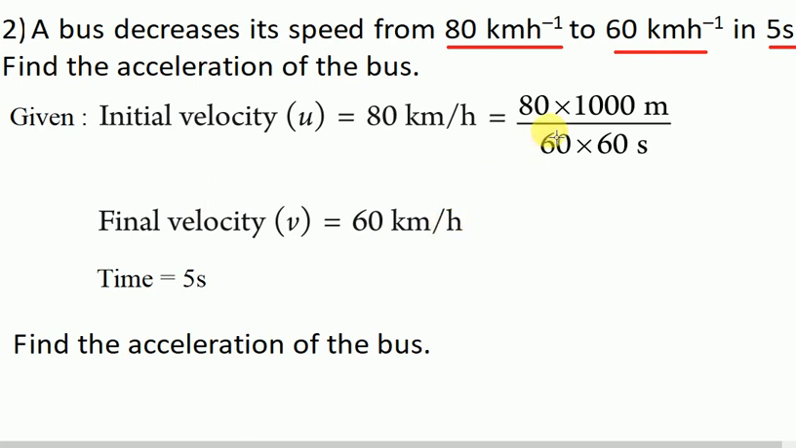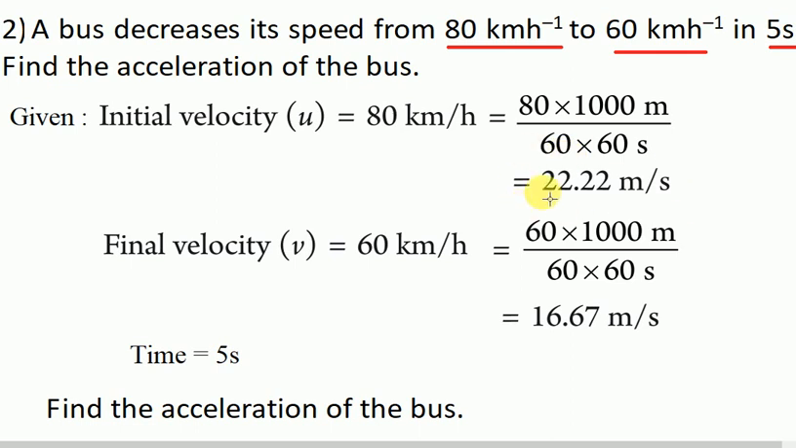If you remember the relation between kilometer per hour and meter per second, that is 5 by 18. So whenever in the question it is given in kilometer per hour, you have to convert it into meter per second. You have to just multiply the given value with 5 by 18.